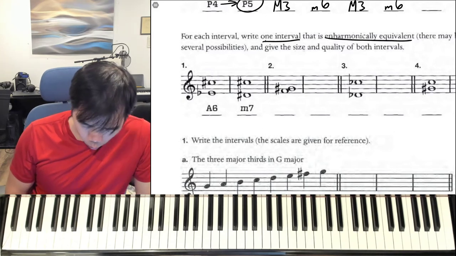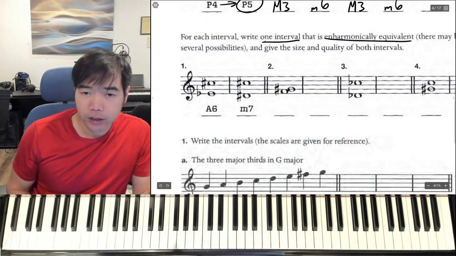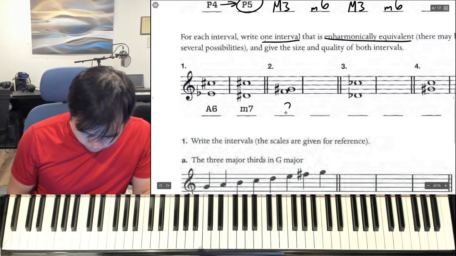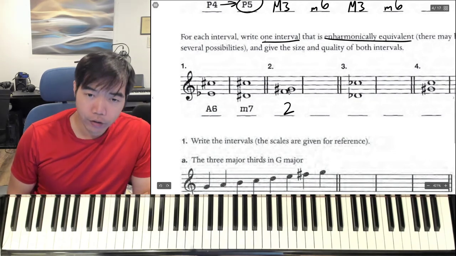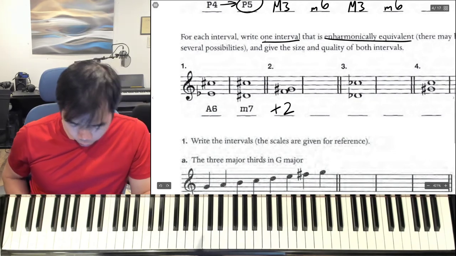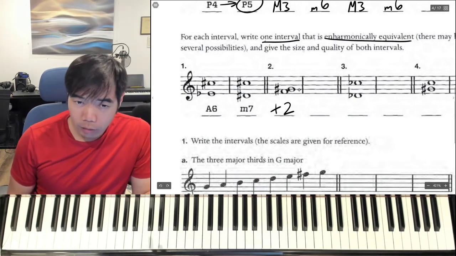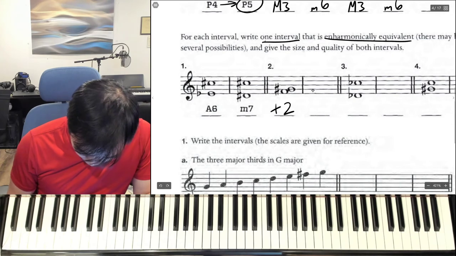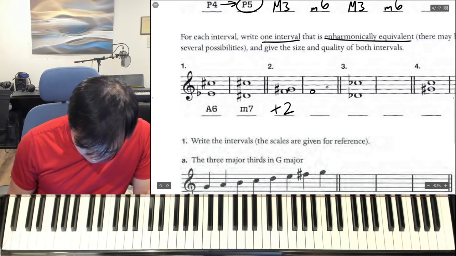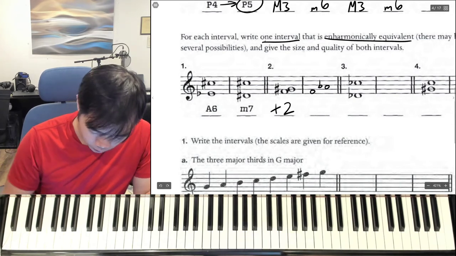Let's do one more together. So number two, we have F to G sharp. F to G is a second. If we count the half steps, we'll find that there are 3 half steps, which makes this an augmented second. If we change one of the notes to its enharmonic equivalent, let's, in this case, change the G sharp to an A flat, because G sharp is also A flat.